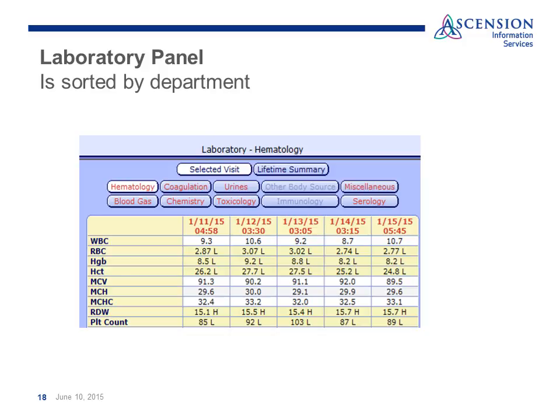Next is the Laboratory panel. The Laboratory menu option is used to view information for the following categories: hematology, blood gas, coags, chemistry, urine, toxicology, other body source, immunology, miscellaneous, and serology. The following is an example of Laboratory Hematology panel.